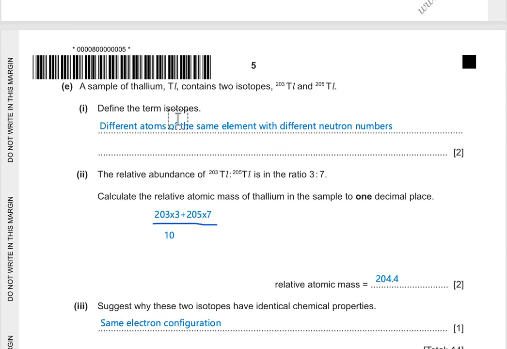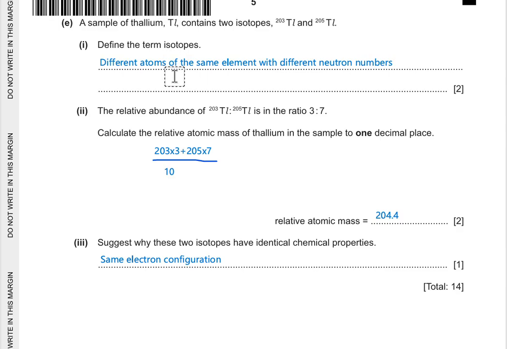A sample of thallium, Tl, contains 2 isotopes, 203Tl and 205Tl. Define the term isotopes. So isotopes are basically different atoms of the same element with different neutron numbers. So atoms of the same element is a key point here, and different neutron numbers is another key point. The relative abundance of 203Tl and 205Tl is in the ratio 3 to 7.